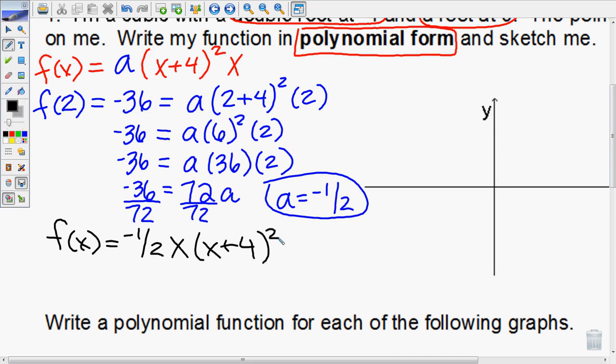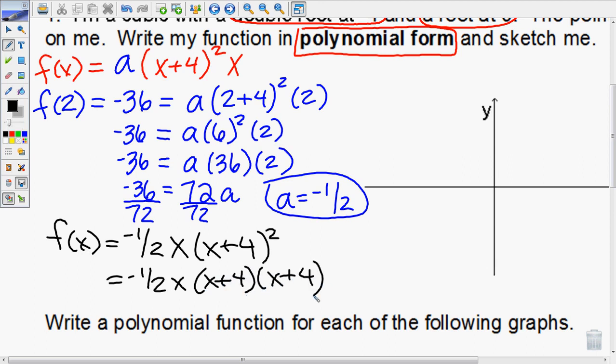Does it want it in factored form? No, it wants it in polynomial form, which is what you were doing with your classwork yesterday, right? You were taking things from factored form to polynomial form. So that's where you had to FOIL and distribute, and at the bottom it had to look like a full-on polynomial. So the first thing we're going to do here is FOIL, right? Because we have negative 1/2 x, and that square means we have x plus 4 times x plus 4.